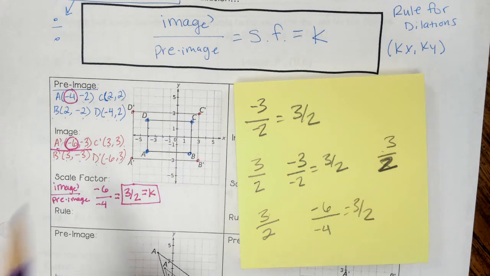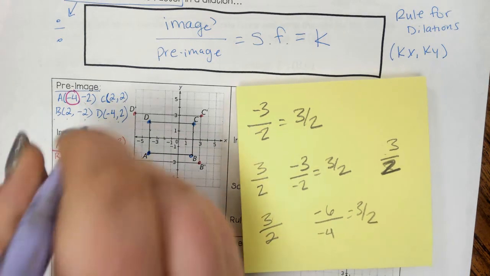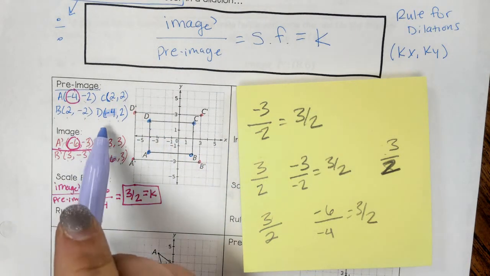It's important to remember to pick the same corresponding position. So if you had picked the -6 from D prime, you would have picked the -4 from D.